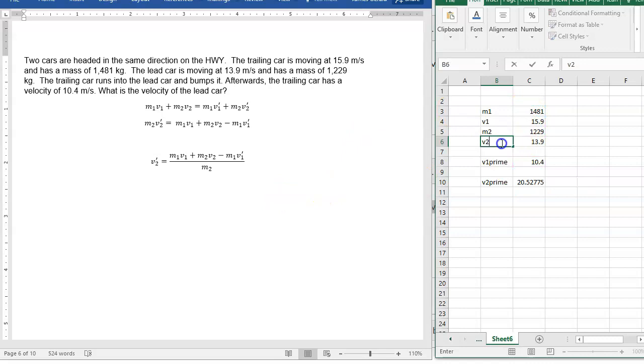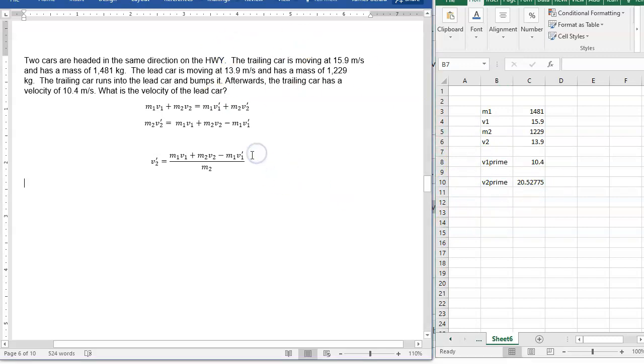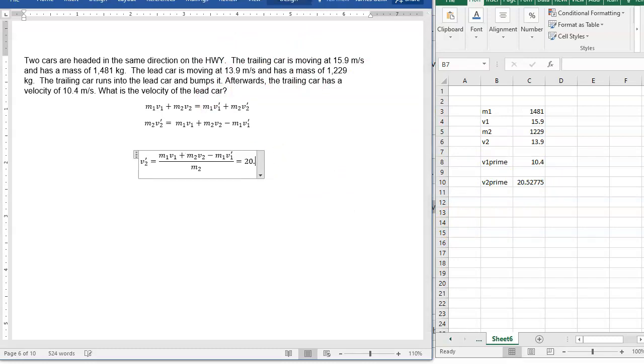Correct this real quick. So we now know that the second car, or the lead car, is now going 20.53 meters per second. And that's the end of this problem.